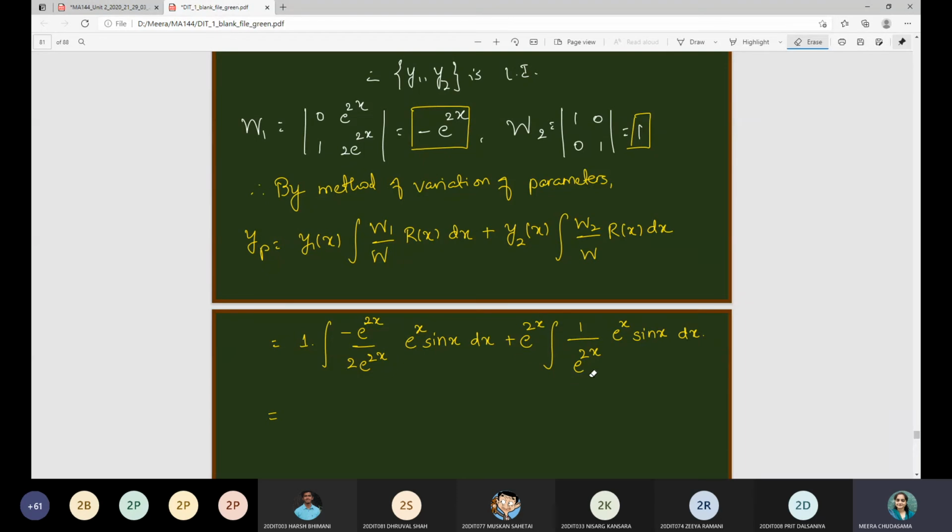Okay, so let us solve it. You can see that it is cancelled out because it is in the fraction with the multiple, so I can consider 1 by 2 common, so it is e raised to x sin x dx plus e raised to 2x, outside of the integration, this is e raised to minus x sin x dx.